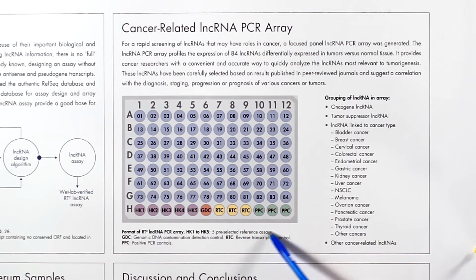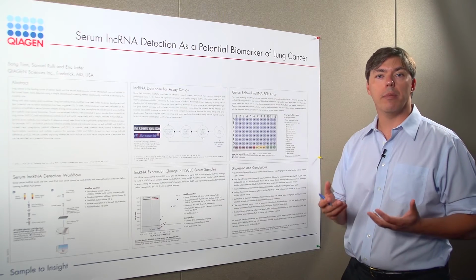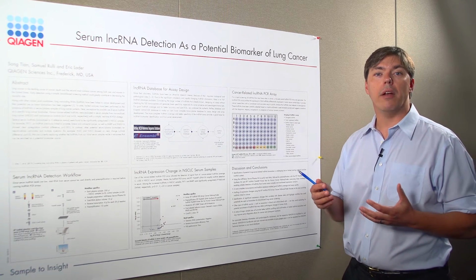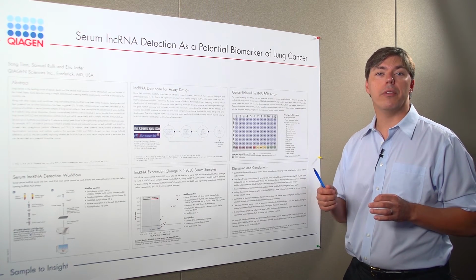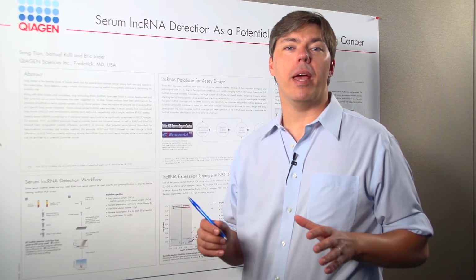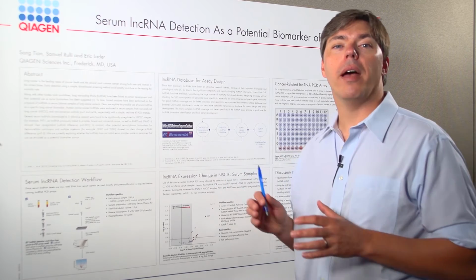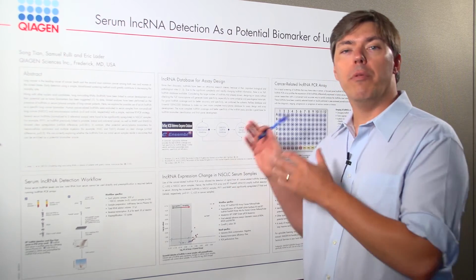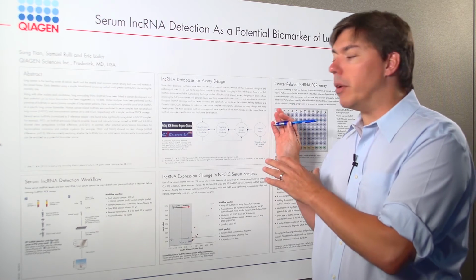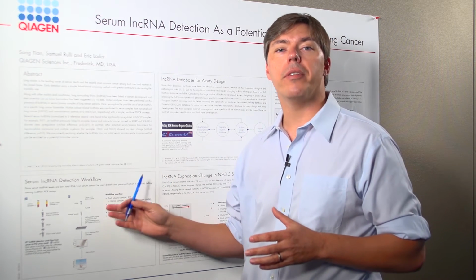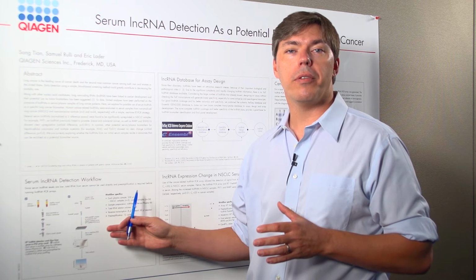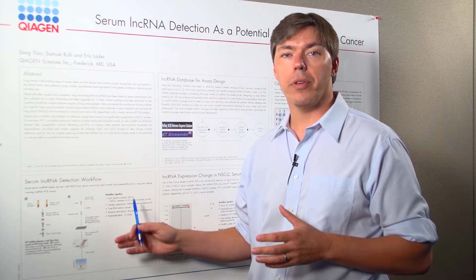These allow us to look for genomic DNA contamination, evaluate the reverse transcription efficiency, and also look at whether there are any inhibitors to the PCR process. Now that we've designed our qPCR assays for long non-coding RNAs, we've put them into our RT² long non-coding RNA PCR array system. We're ready to detect serum long non-coding RNAs in our non-small cell lung cancer samples as well as our control samples.